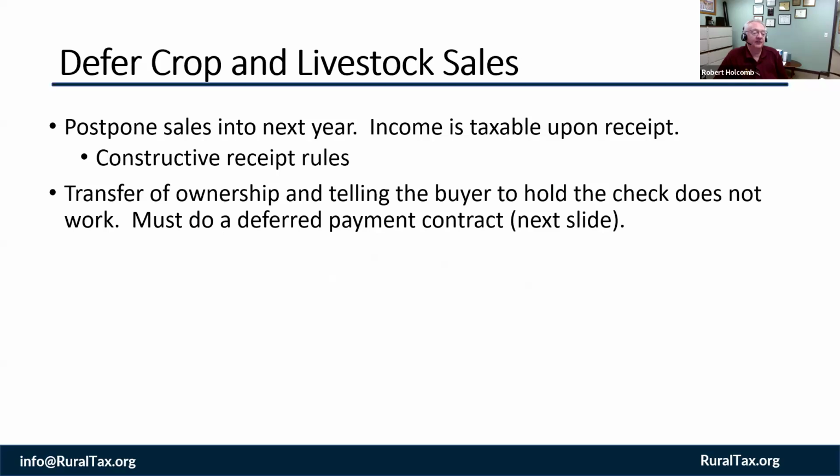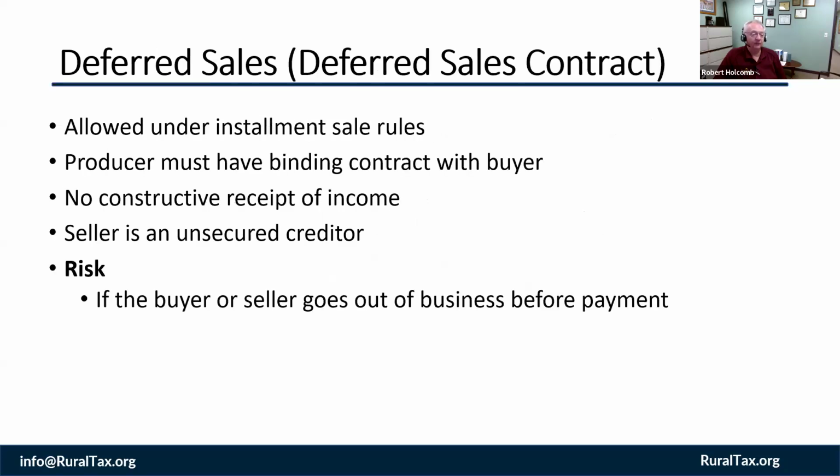Okay, deferral of crop and livestock sales. There's two ways that you can defer income from crop and livestock sales, and largely one is through a deferred sales contract. Now these all fall under the installment sale rules. Let me explain what these things are. If you do a deferred sales contract, in the area that I'm in, we're a heavy grain area, we've got a lot of ethanol plants dotting the horizon all over the country here.